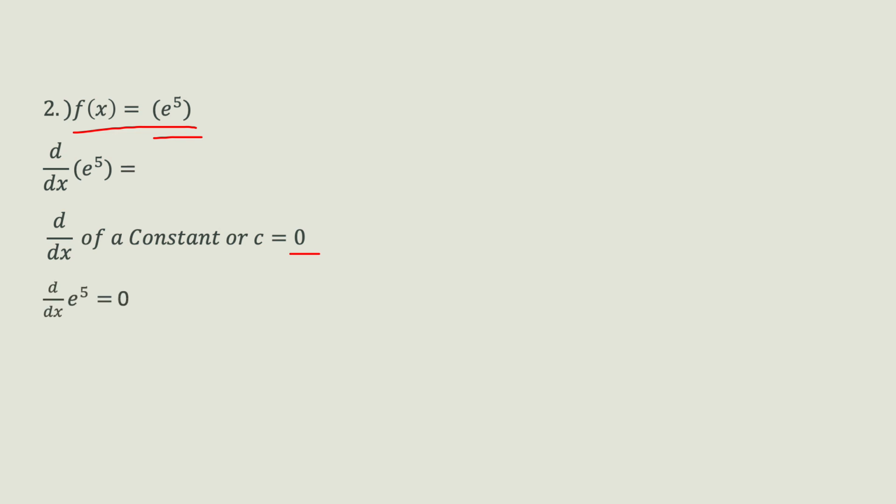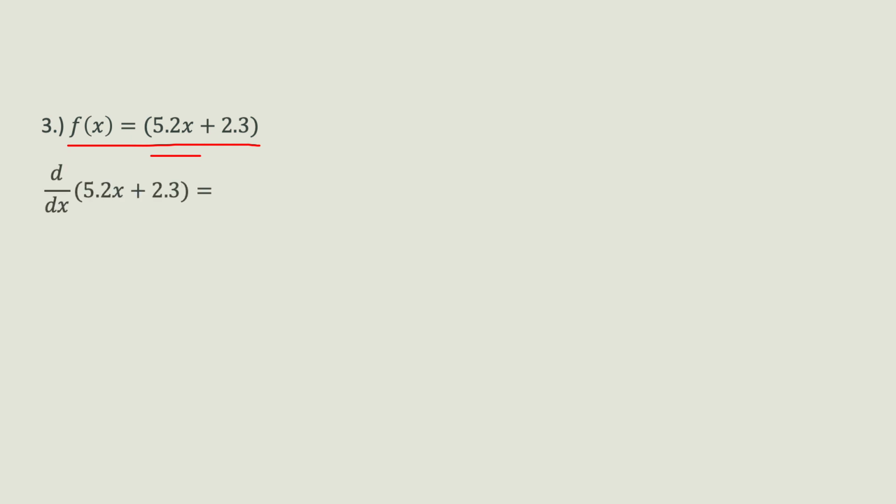We'll go on to more problems, and as we keep going, they'll become a little harder. So problem number 3, we have f of x equals 5.2x plus 2.3. Here we have something a little bit different. We no longer have a constant alone in our function, but we also have one variable. So let's try to take the derivative: d dx of 5.2x plus 2.3.